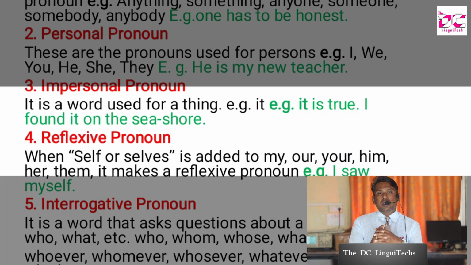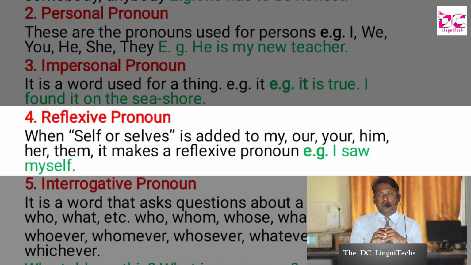Then we have reflexive pronouns. In reflexive pronouns, we use self with the pronoun. Instead of I, we say myself. Instead of you, we say yourself. Instead of we, we say ourselves. Instead of he, we say himself. Instead of she, we say herself, itself, themselves.